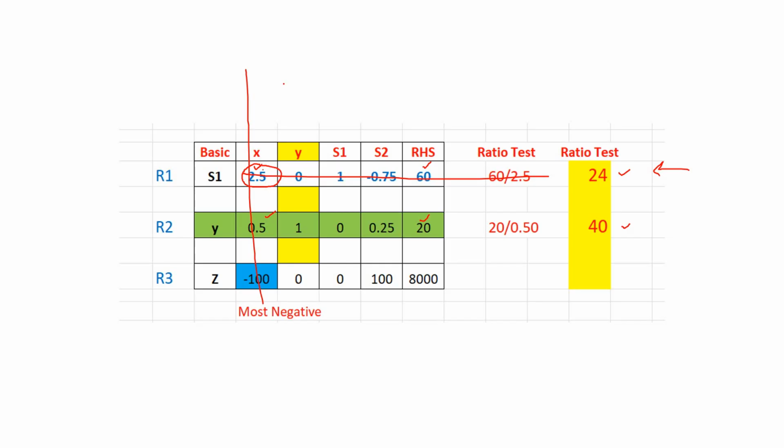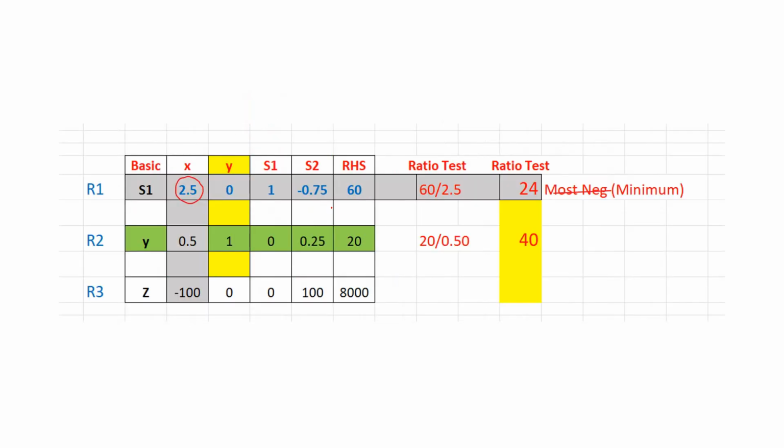Now you make it as 1. So how will you do that? You divide this whole row by 2.5. This is the pivot element. Now you convert it to 1. You divide this R1 by 2.5.